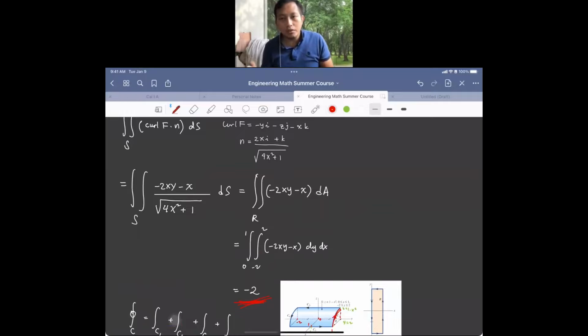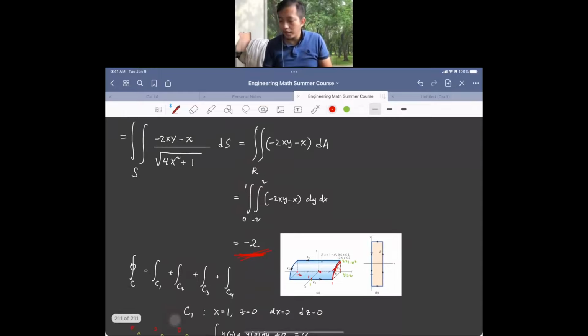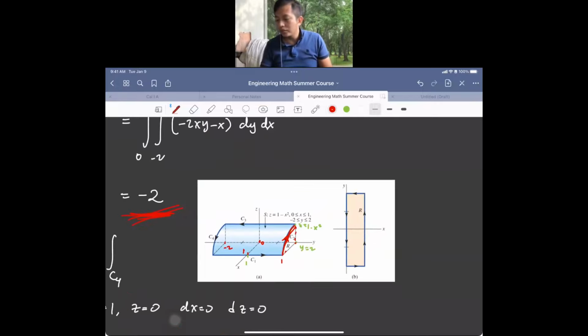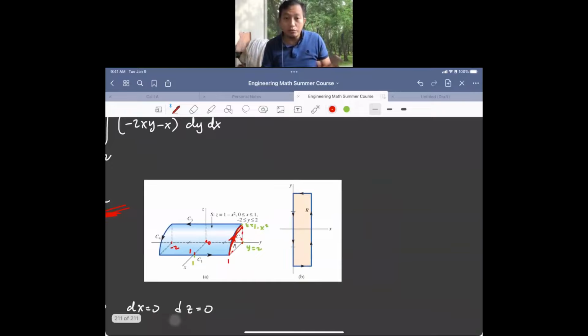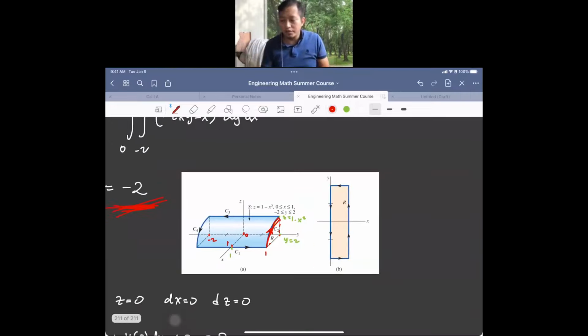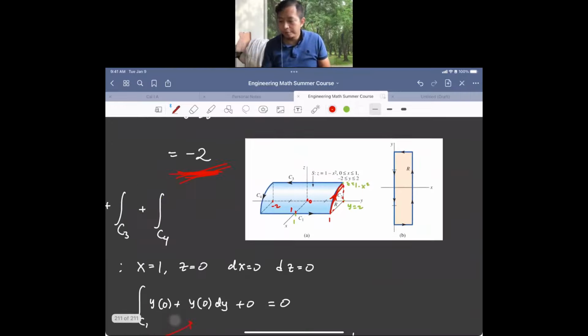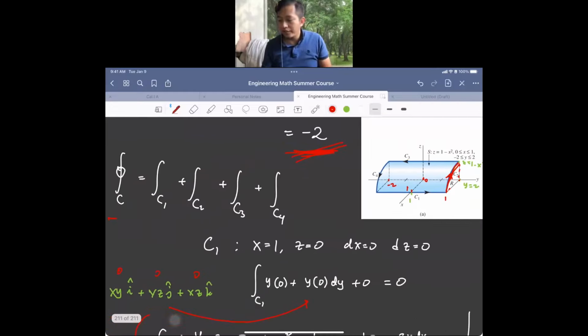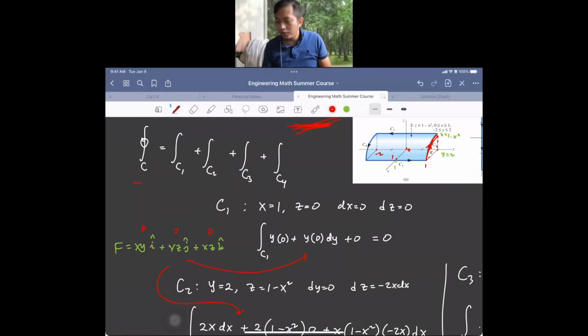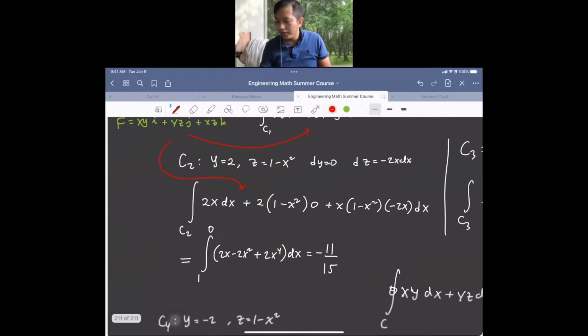But if we want to calculate through the line integral only, we can do that as well, and we can make this line integral become four curves. It depends on how many curves we might have from the graph. What we have now is just four to make it back to the original position. We can have the closed curve here. So we identify each curve, C1, C2, C3, and C4.